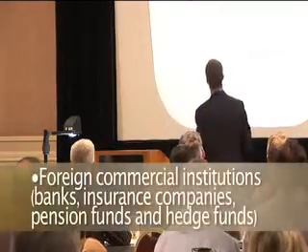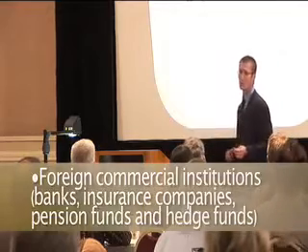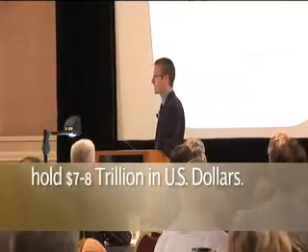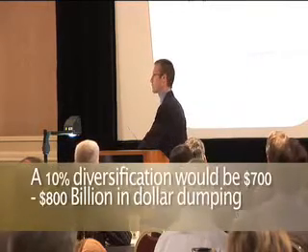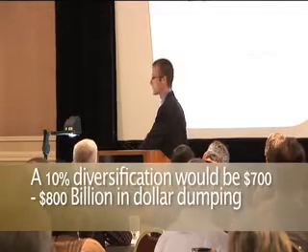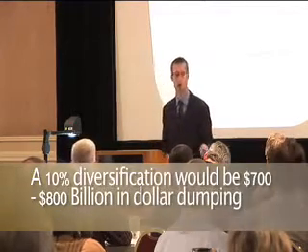Foreign commercial institutions, banks, insurance companies, and pension funds have between $7 and $8 trillion in U.S. dollar-denominated assets. And clearly a 10% diversification, $700 to $800 billion would be negative. What does something like that look like? To bring it home, the subprime market is wonderful to illustrate.